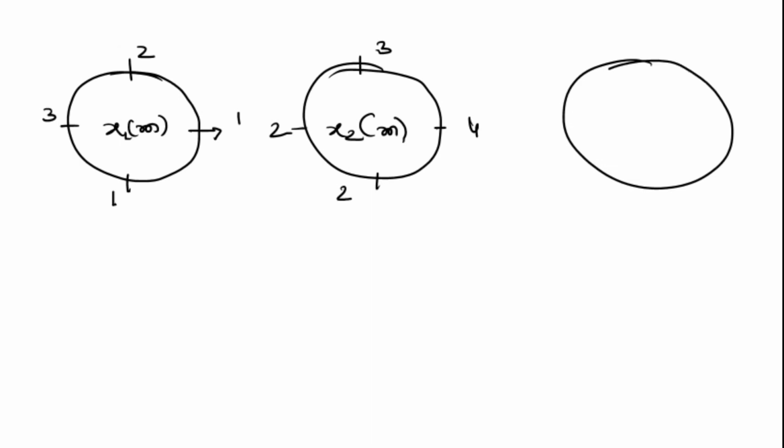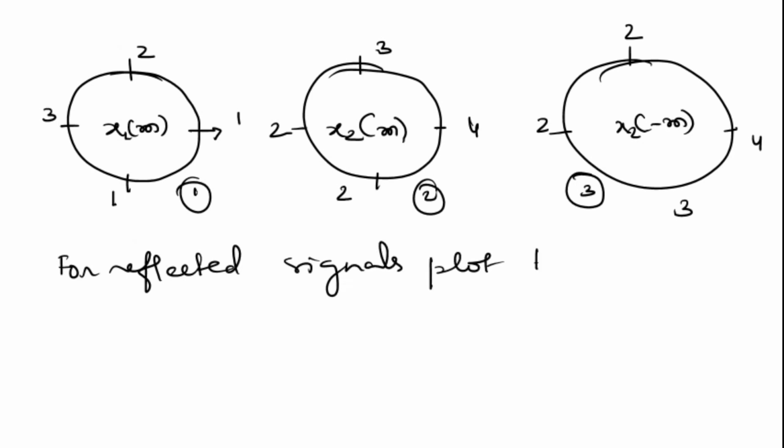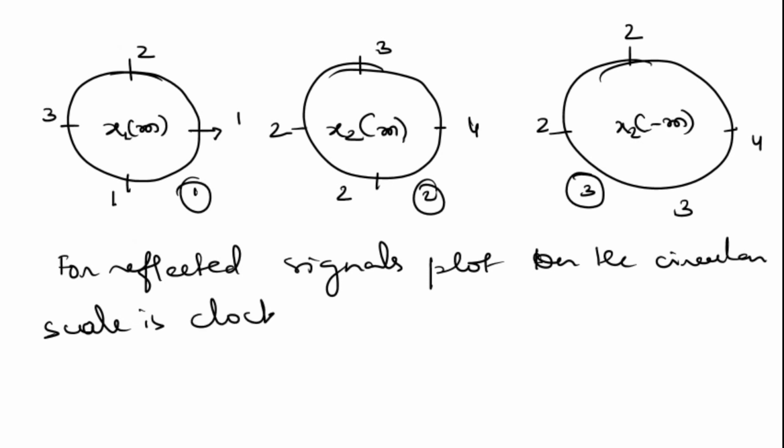Next we will draw x2 of minus m, that means whatever we have drawn in the x2 of m, we have to draw it in the clockwise direction. That means 4, 3, 2 and 2 will come. This is figure number 1, this is figure number 2 and this is figure number 3. Now for reflected signals, plot on the circular scale is clockwise. That means for negative we have to draw it in the clockwise.